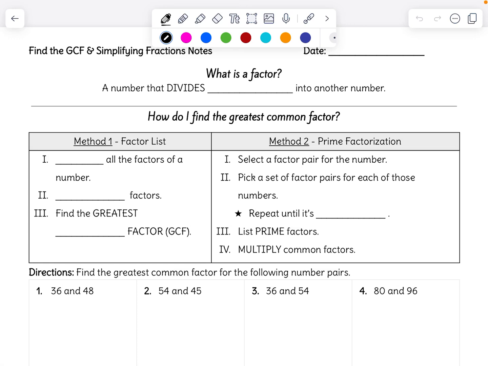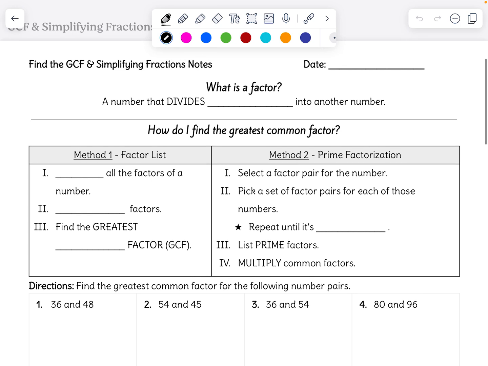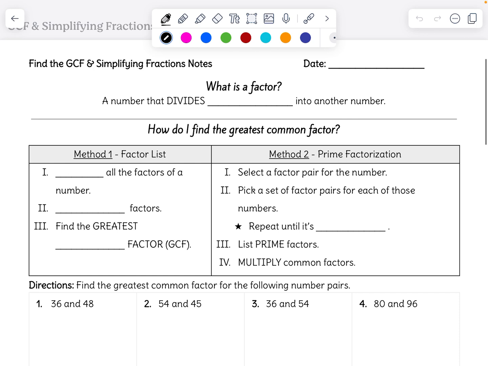Going to be reviewing greatest common factor and simplifying fractions. So hopefully this is something that you've seen before, especially in middle school. But it's always good to do a refresher before we go into the next unit, which is going to be polynomials. So what is a factor?